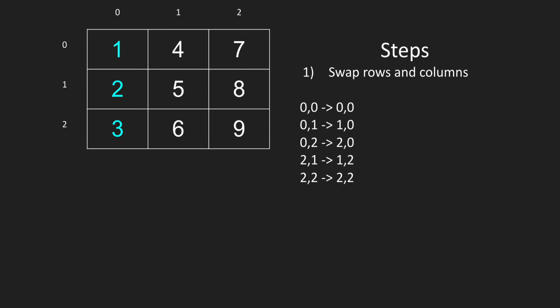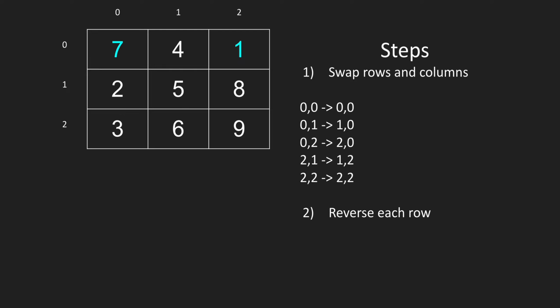So after swapping, as we can see, our rows become our columns. For example, 1, 2, 3 and 4, 5, 6 and 7, 8, 9 now become columns. So that's our first step. What's our next step? As we can see, 7 is not in the right position. 7 should be in 0,0, and 1 should be in 0,2. So what does it mean? It means that we need to reverse them.